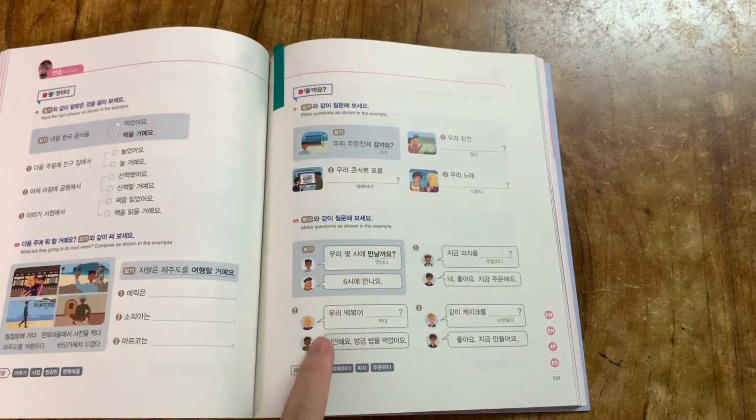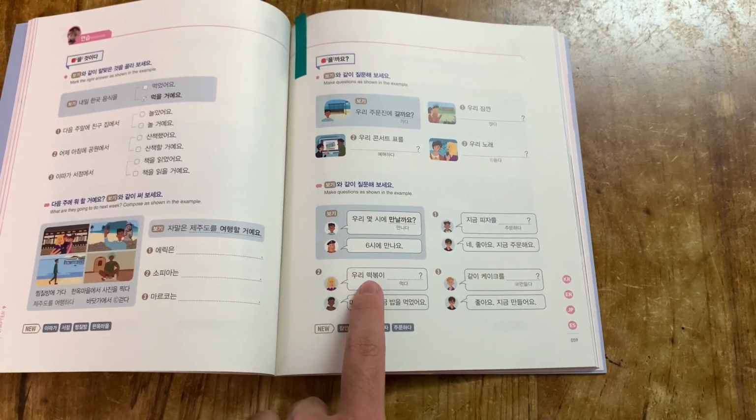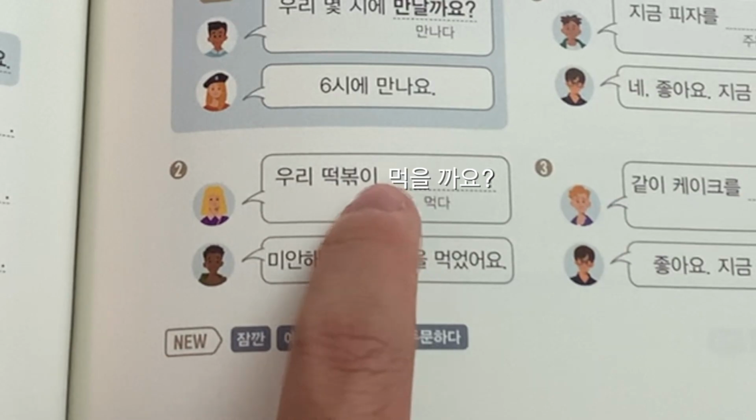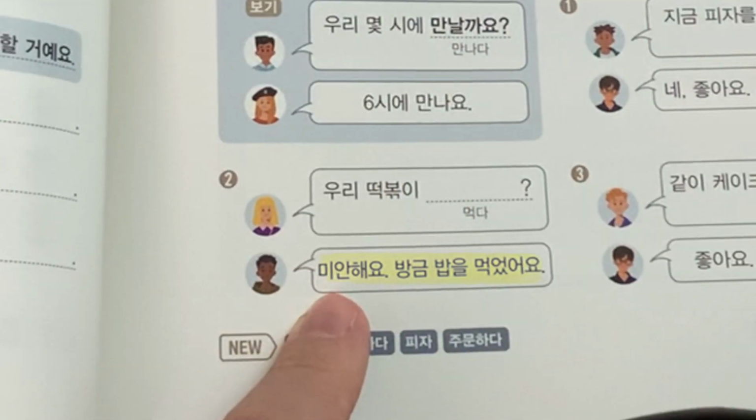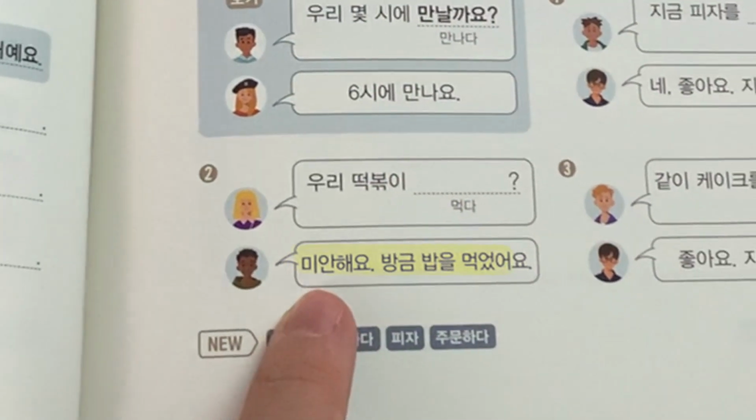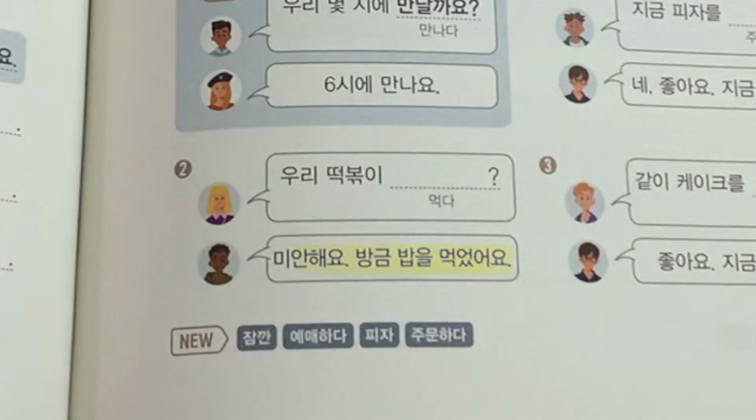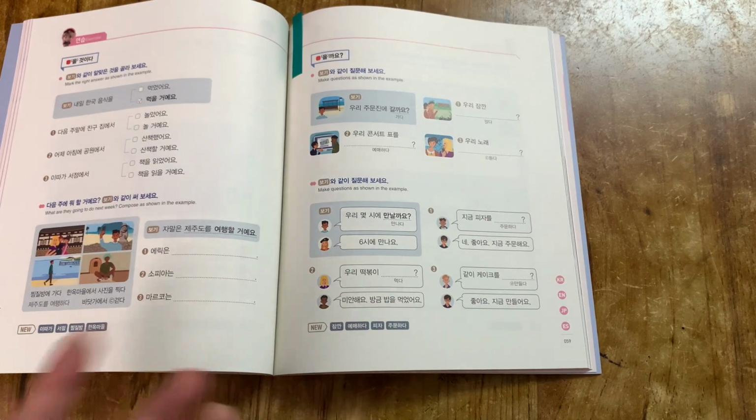Let's order now. Okay, number 2. Shall we eat 떡볶이, which is rice cakes? 우리 떡볶이 먹을까요? 미안해요. 방금 밥을 먹었어요. Sorry, 방금 밥을 먹었어요. Just recently, I ate a meal.